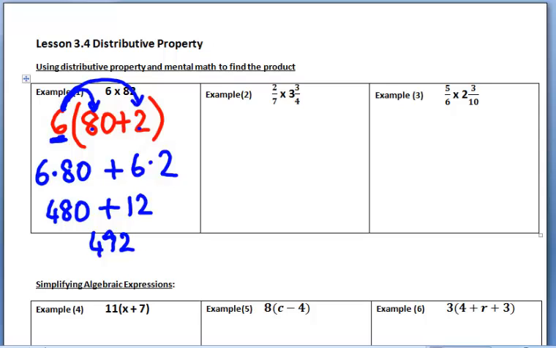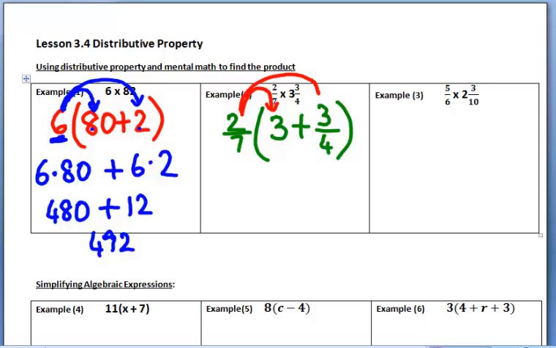Let's move on and do an example with fractions. Again, here I have 2/7, and it's being multiplied with 3 3/4, which I can split up and write as 3 plus 3/4. Again, I'm going to put the arrows to indicate that the 2/7 is being distributed or multiplied with the 3, and the 2/7 is also being distributed to the 3/4. So let's go ahead and write these down. 2/7 times 3 plus 2/7 times 3/4.